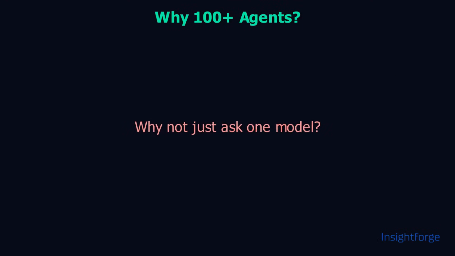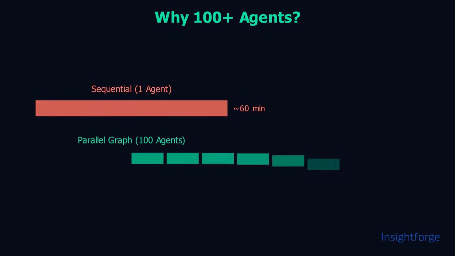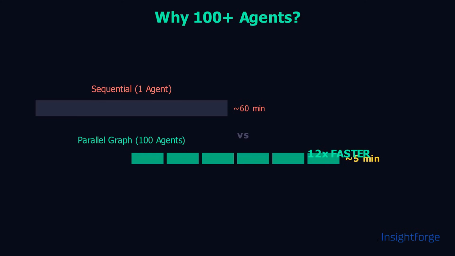Now, you might wonder why we need hundreds of agents when we could technically ask a single model to do all of this. The first reason is the power of parallelization. A single agent has to process everything sequentially, which can take an hour of waiting. But with a graph workflow, we distribute specialized sub-objectives to dozens of agents running simultaneously, getting deeper results in a fraction of the time.